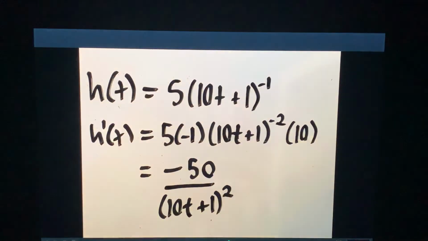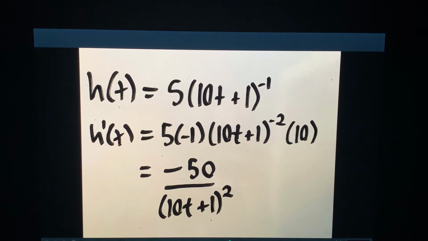For our case, we can see that the exponent of negative 1 gets brought down, and the exponent of g of x is subtracted by 1 to get negative 2. And this will be multiplied by the derivative of the bracket, which in this case is 10. We know this because of the power rule as previously discussed. After simplifying and putting h prime of x into good form, we see that the derivative of h of x is h prime of x equals negative 50 over 10t plus 1 to the exponent 2, as displayed on screen.